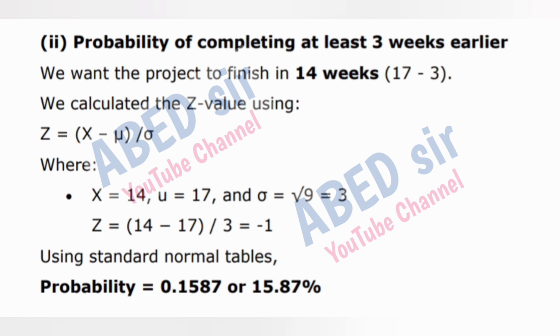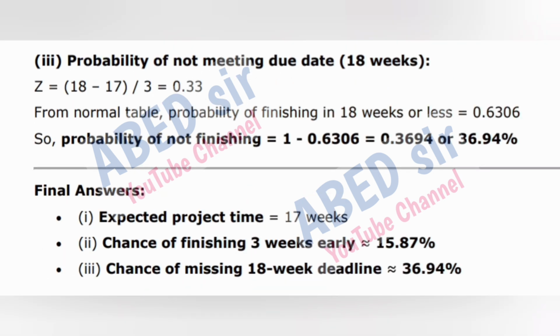We calculated the Z value using Z is equal to (X − mu) / sigma, where X is equal to 14, mu is equal to 17, and sigma is equal to 3. Z is equal to (14 − 17) / 3, which is equal to −1. Using standard normal tables, probability is equal to 0.1587 or 15.87%.